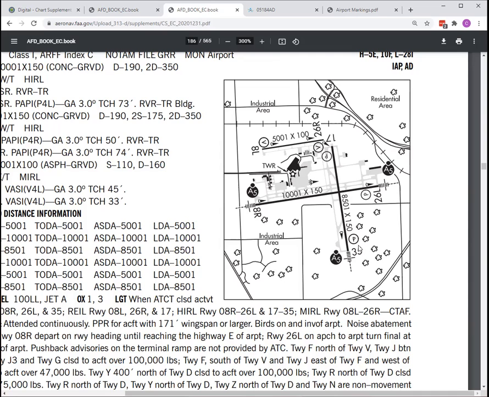The other thing we can see is we have information about what type of glide slope indicators are available on the runways. So for instance, runway 35 here has a little circle with a P in it. And that P is a PAPI. And we haven't really talked about the different types of glide slope indicators.